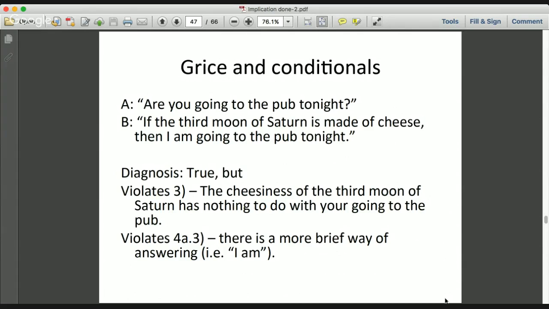So that's his answer. You don't need to change the logic. You just need to realize that when you're using the if-then, you've got all of these other things going on in the background which are not logical, strictly speaking.